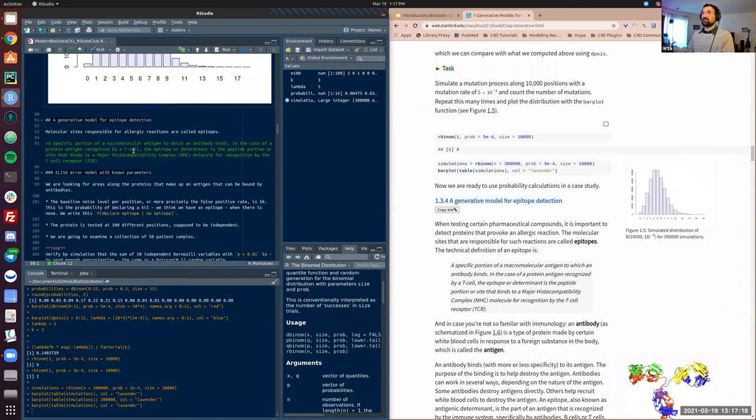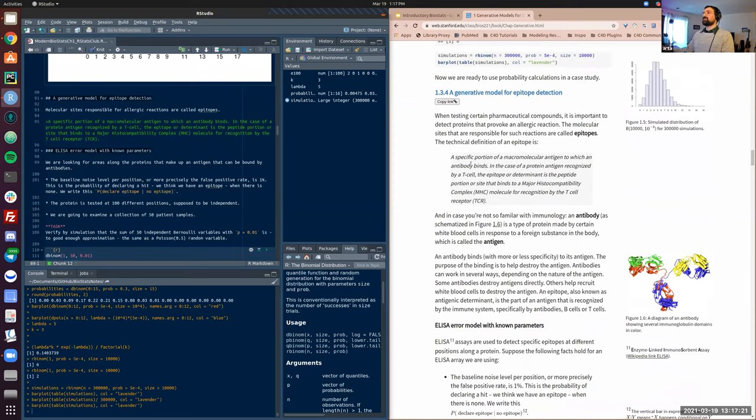to doing another real world example. This time we are going to generate the probability of detecting an epitope, which is like the portion of an antigen that is capable of being bound by an antibody. We're going to find the number of epitopes. And so let's begin.